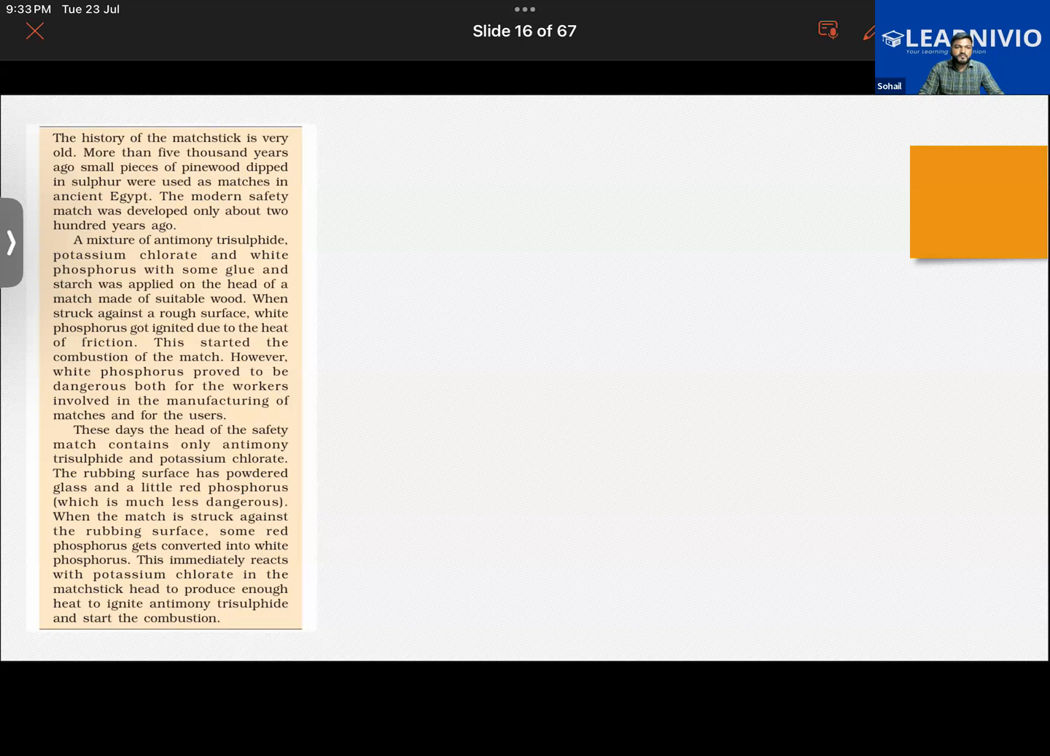Is it rapid combustion, spontaneous combustion, or explosive combustion? Explosive combustion. Not explosive combustion? No. How can it be explosive combustion? Whenever someone burns a firecracker, they have to light it using a matchstick or something, no? Yes. So an external source of heat is provided there. So that is not one such example.